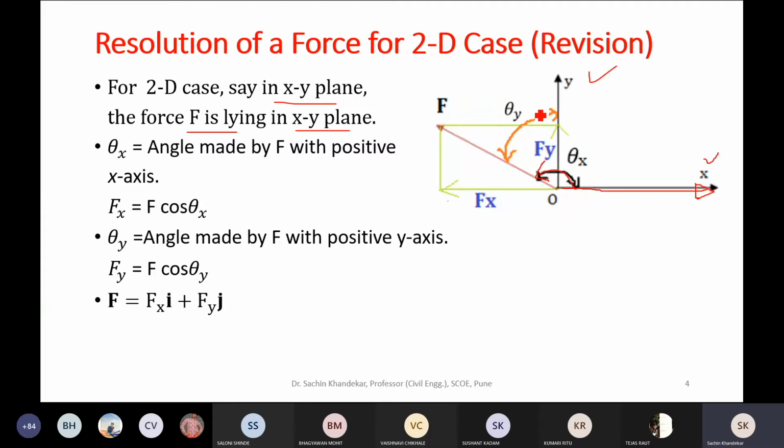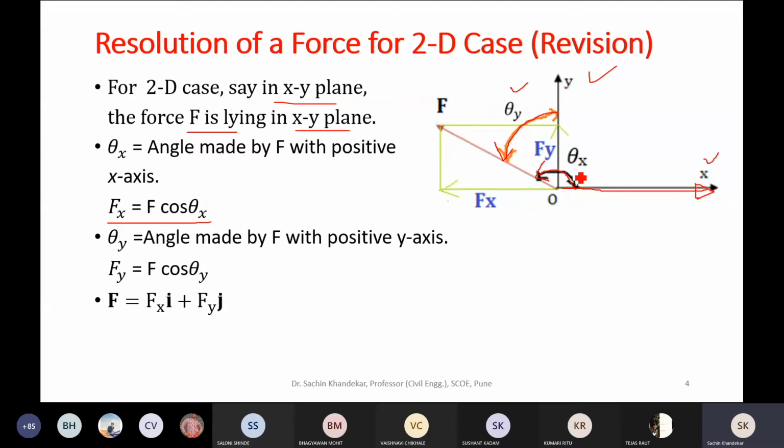Okay. Similarly, let theta y be the angle made by this F with respect to the positive y-axis. Please note, positive y-axis. All these angles we are measuring with respect to the positive axes, positive x-axis, positive y-axis, etc. Right. Now, if I want to know the x component of this force F, of course, no doubt this Fx will be F into cos of theta x.